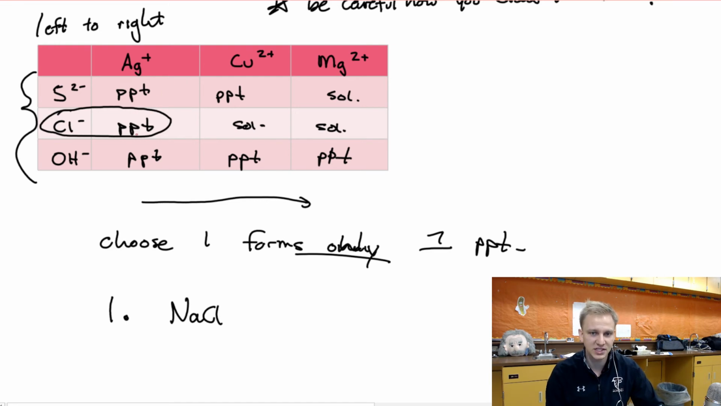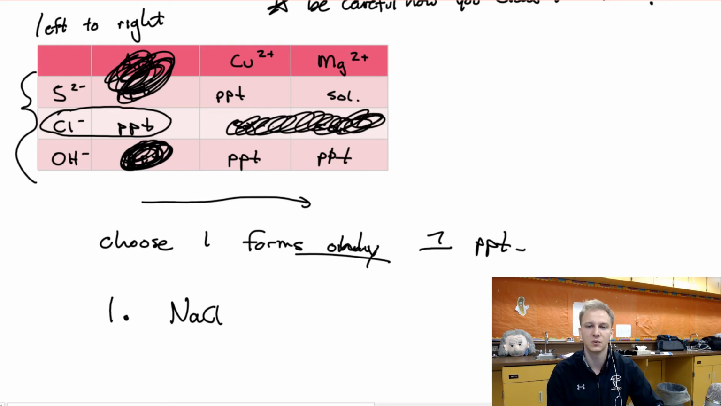Now the nice thing is, once you add this in, you can cross out this entire column. We don't need this information anymore because we've precipitated out the Ag. So we don't need to worry about these two columns anymore. And we don't need to worry about the chlorine anymore. And so we can actually cross these two sections out as well. And so now what we're looking at is, again, we want to choose either the sulfide or the hydroxide that only forms one precipitate.